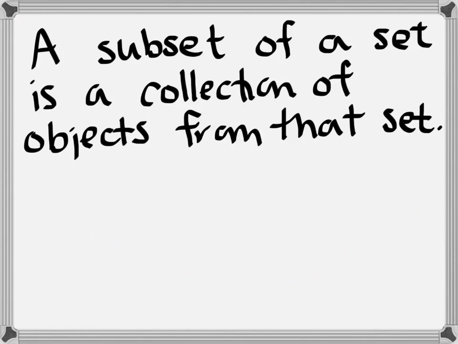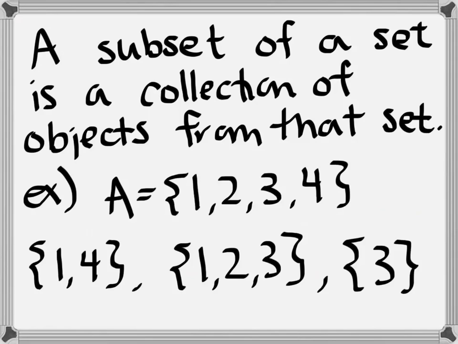A subset of a set is a collection of objects from that set. Later on, we will give another definition. So let's look at an example. If we take the set A to consist of the elements 1, 2, 3, and 4, and if we wanted to take a subcollection or a subset from A, we could look at the set consisting of 1 and 4. We could also take a set consisting of 1, 2, and 3, and we could also take a set consisting of just 3. It turns out that there will be 16 distinct subsets from A, but we'll discuss that later. These are just 3 examples.